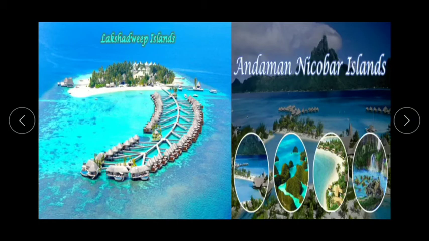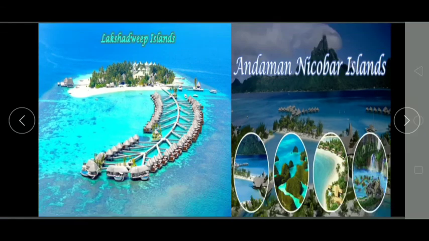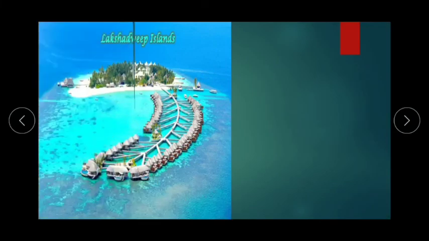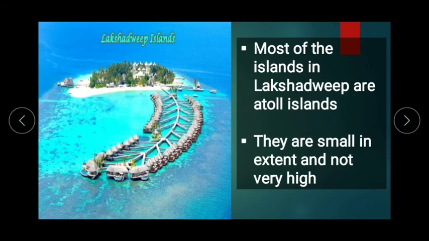Islands in the Arabian Sea are known as Lakshadweep Islands, and islands in the Bay of Bengal are called the Andaman and Nicobar Islands. Most of the islands in Lakshadweep are atoll islands. They are small in extent and not very high.